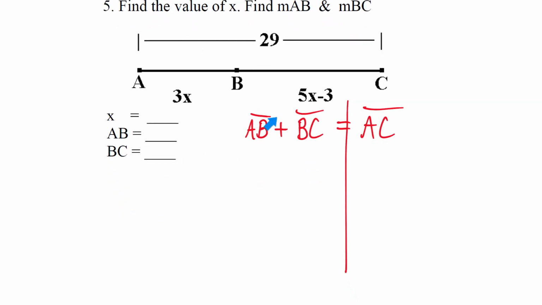All right, now what I'm going to do is plug in the values that I know. So how long is line segment AB? It's right there. It is 3x units long, plus BC. How long is BC? Well, from here to here, BC is 5x minus 3. And then AC, the whole thing from here to here, you can see is 29 units.